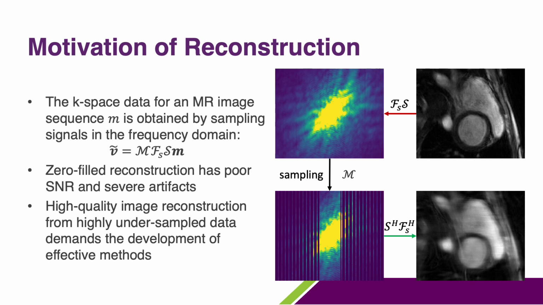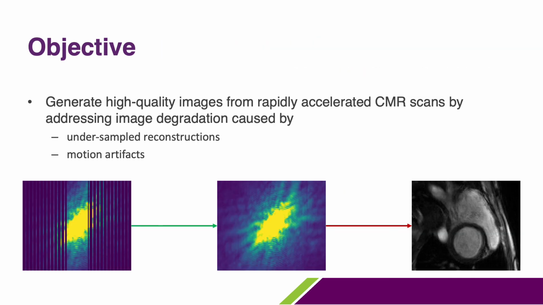However, direct image reconstruction using undersampled data can lead to poor SNR and severe artifacts. So, this motivates us to develop methods that can reconstruct high-quality images from undersampled data. The objective is to generate high-quality images from rapidly accelerated CMR scans by addressing image degradation caused by undersampled reconstructions and motion artifacts.